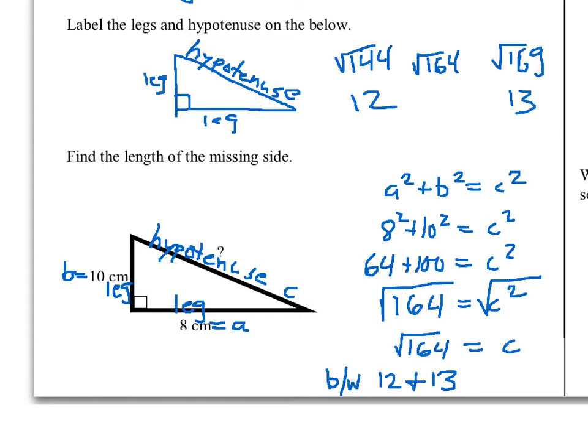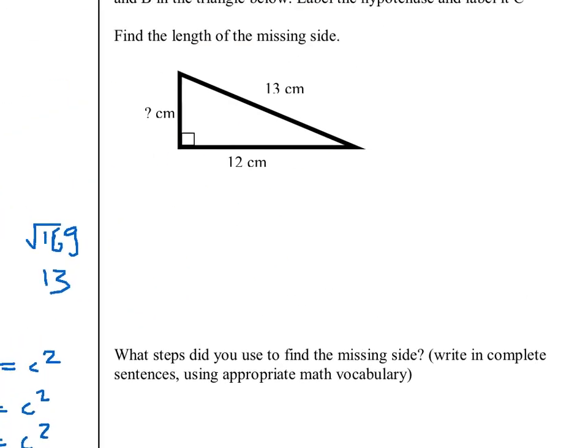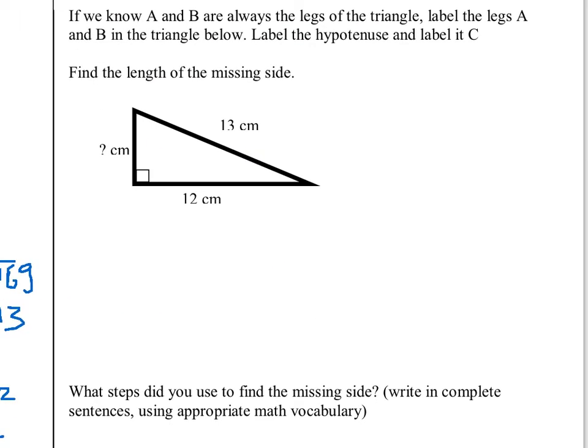That's all review. Now for the new stuff. All right, so first thing we need to do, label our legs and hypotenuse just as we did before, and label our A's, B's, and C's. A and B are always equal to the... What was that? To the what? Legs.